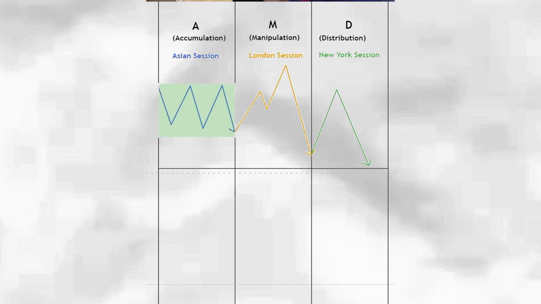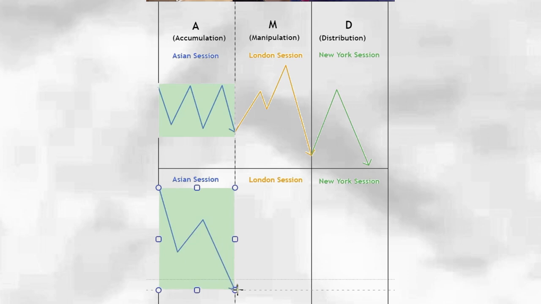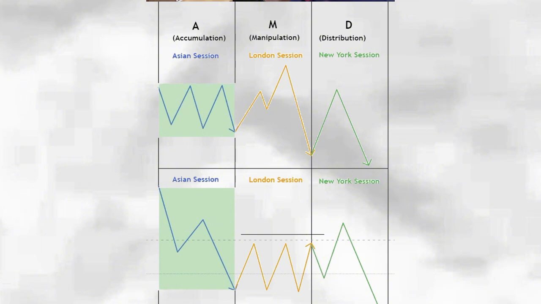But here's the thing. If you arrive to the charts and the Asian session has expanded instead of accumulating, you should not expect London session to manipulate. You should expect London session to accumulate, therefore expecting New York session to manipulate. So it all comes down to what the Asian session has done.